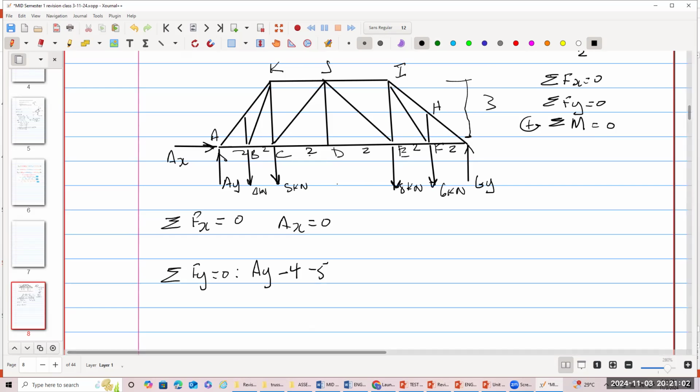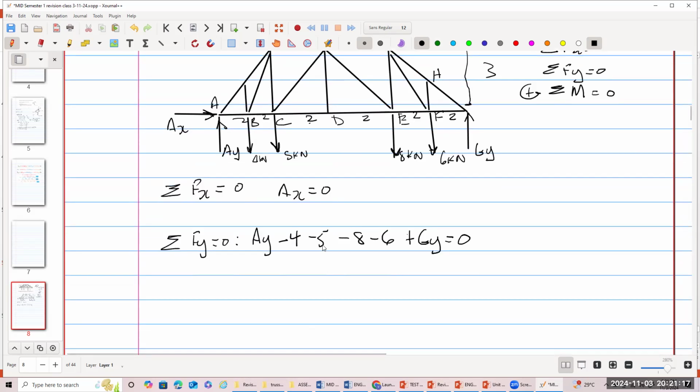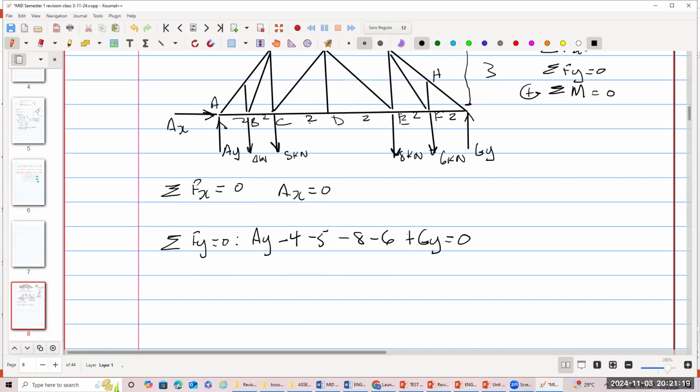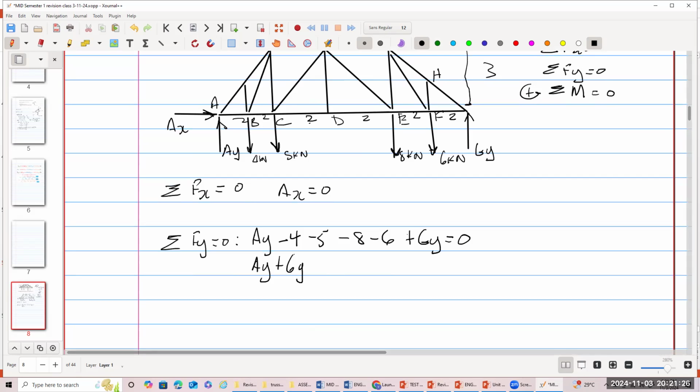All right, and then you have -8, -6. And the GY is going up in the giant, so it's plus GY equal to 0. And that gives us an equation. So you have AY plus GY. What is this? This is 9. That's what?